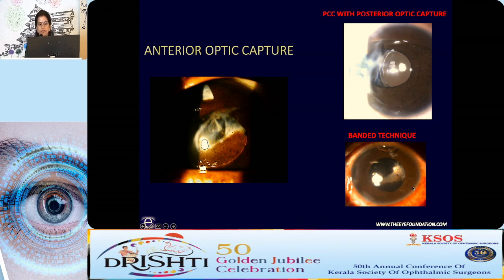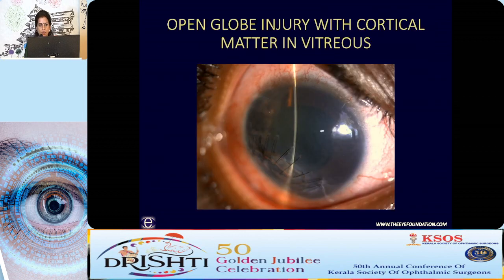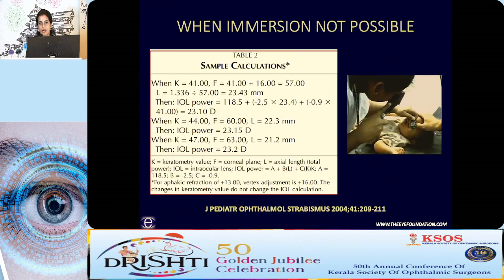And in some cases in which the anterior capsule is intact but the posterior capsule has ruptured, we can do a capture in the anterior capsule as well. Open globe injuries with compromised bags, cortical matter in the vitreous, we might do a globe repair first and then go ahead with a secondary scleral fixated IOL according to the age of the child.